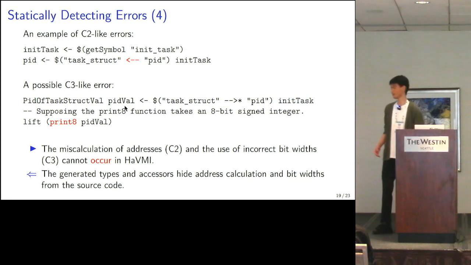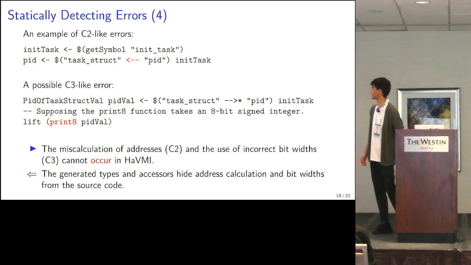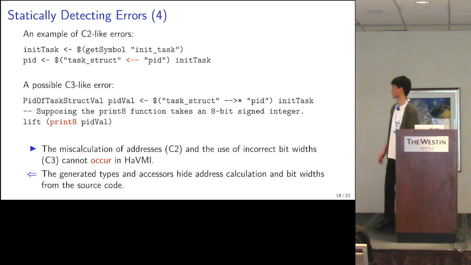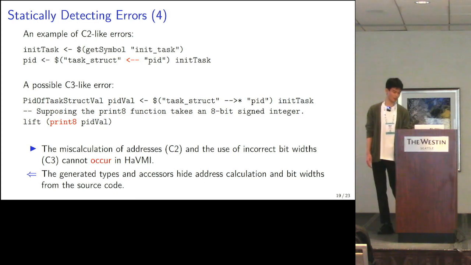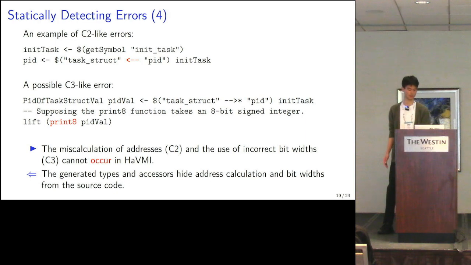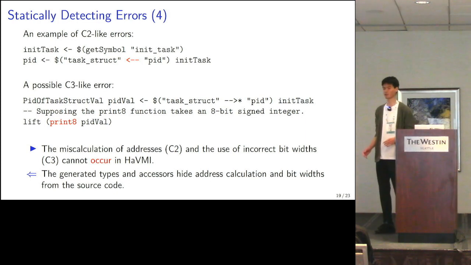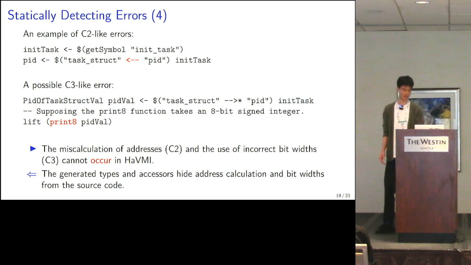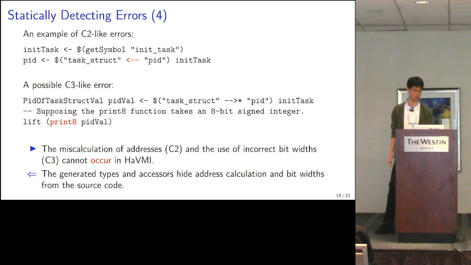As seen in the previous slides, the C2 category of errors, miscalculating addresses, and the C3 type of errors, using incorrect bit widths, cannot occur in HaVMI. This is because the generated types and accessors hide address calculation and bit widths from the source code.